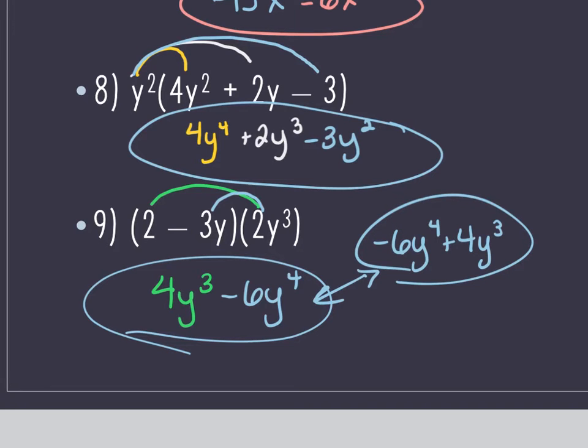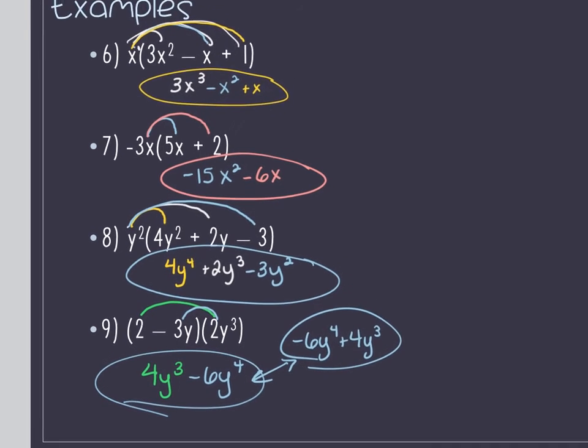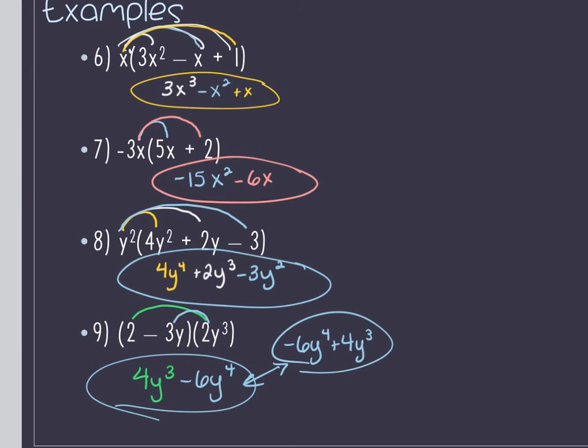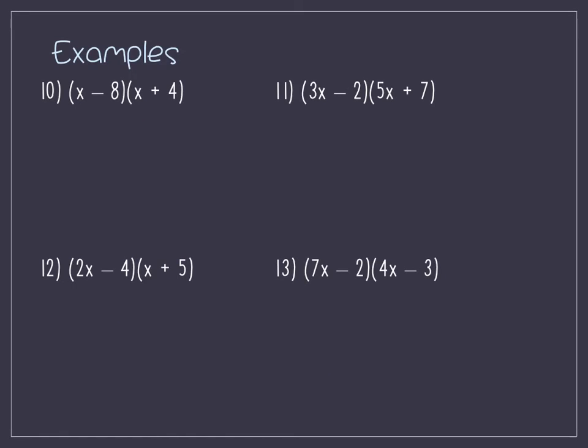Questions on that one? All right, now we're FOILing, right? So first, outer, inner, last. All 4 of these are that. All 4 of them have 2 binomials.